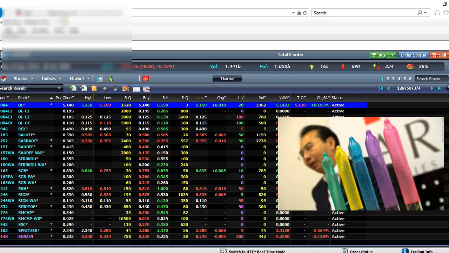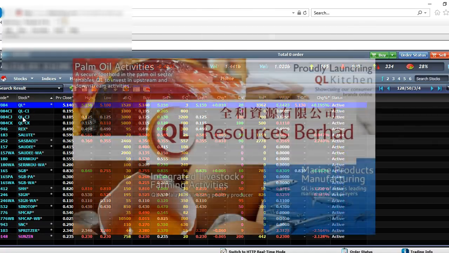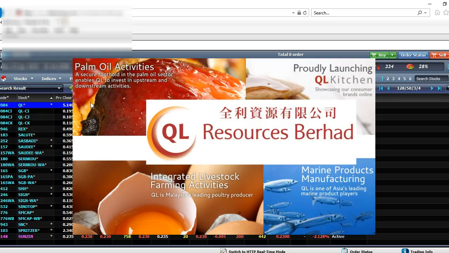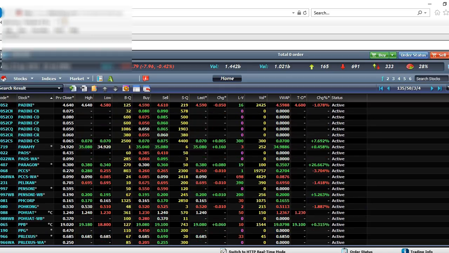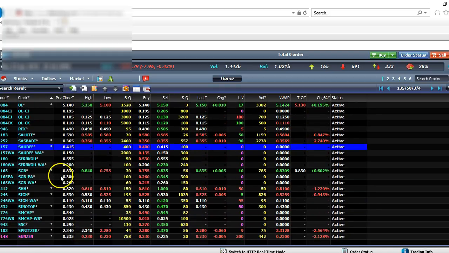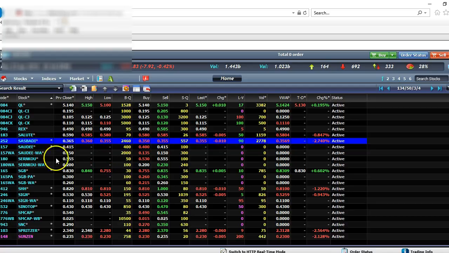Now QL Resources is a company that produces eggs and poultry that you eat every day. You go to any restaurant, these are the companies that produce poultry, eggs, and all your food for consumption. So when you are stuck and don't know what to invest in, you don't choose very sexy sectors like technology or even properties, you choose sectors which are boring but something everyone can relate to.